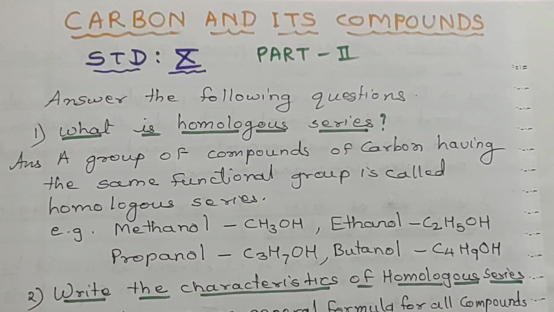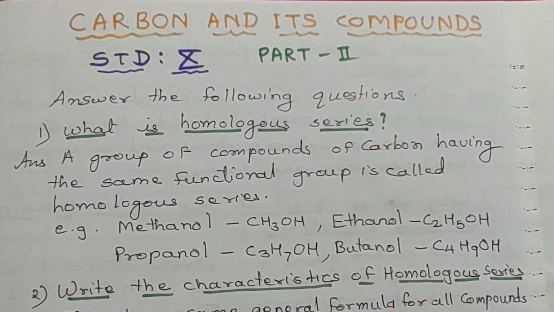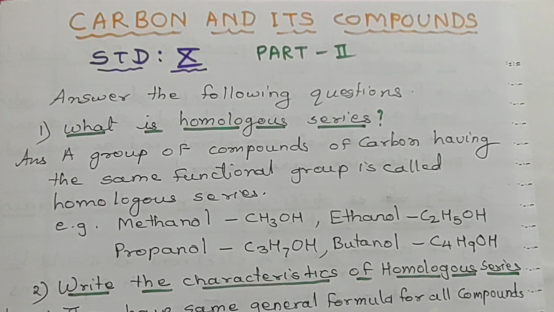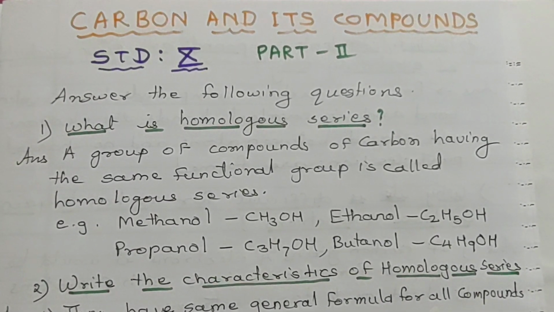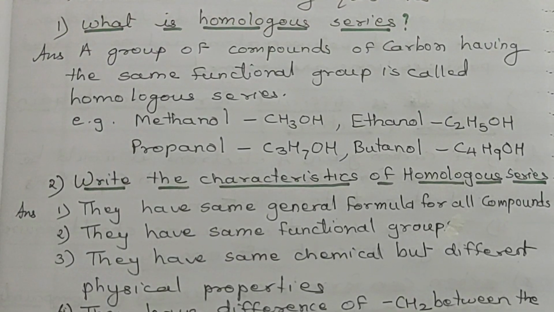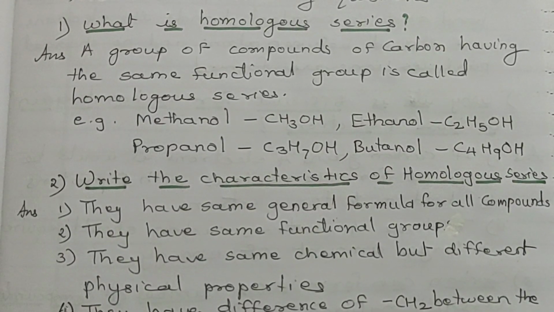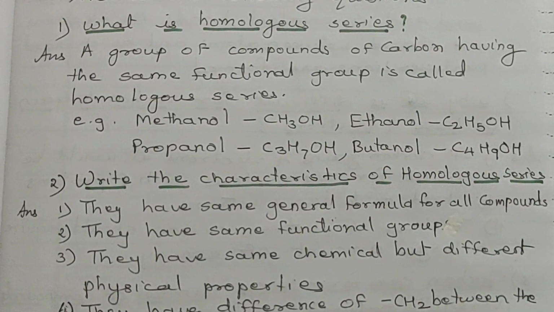In the last video we solved some question answers on carbon and its compounds, and this is part 2 of the lesson. So let us start. Answer the following question. What is a homologous series? Answer. A group of compounds of carbon having the same functional group is called a homologous series.